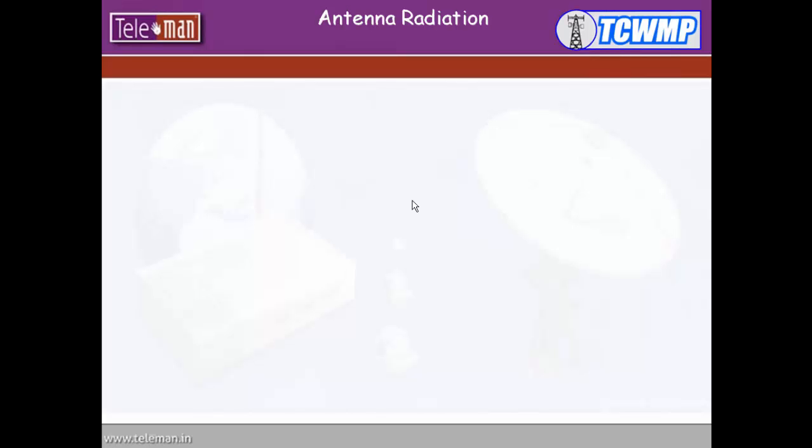Antenna principles. In a wireless system, the antenna is one of the most critical components. We know that the basic function of an antenna is to couple EM energy, electromagnetic energy, between free space and a guiding device.